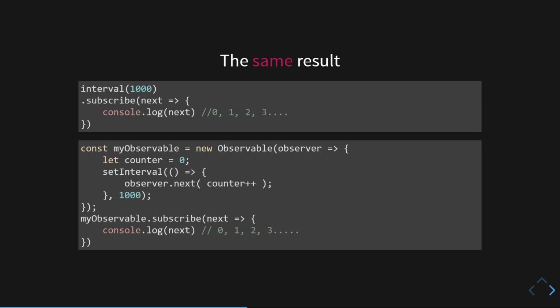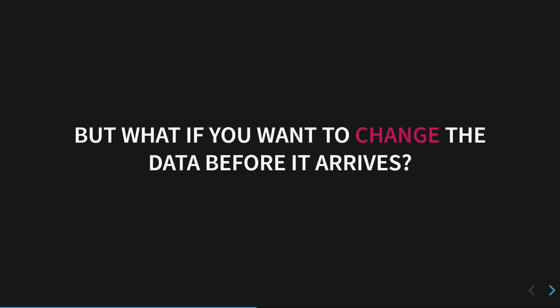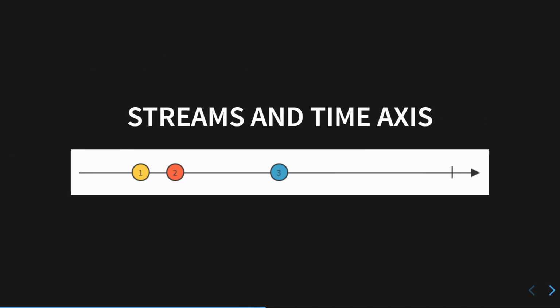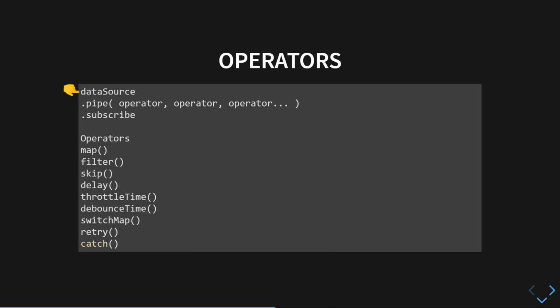But what if you want to change the data before it arrives? Before we do that, we need to talk about streams and the time axis. This is more or less an observable data stream over time. We're starting on the left side with the value 1 coming in, and after some more time 2, and even more time passes 3, and then we have the end on the right side. That means we can talk about what we can do in between our data source and our subscription, where we can have a series of operators in our pipe.